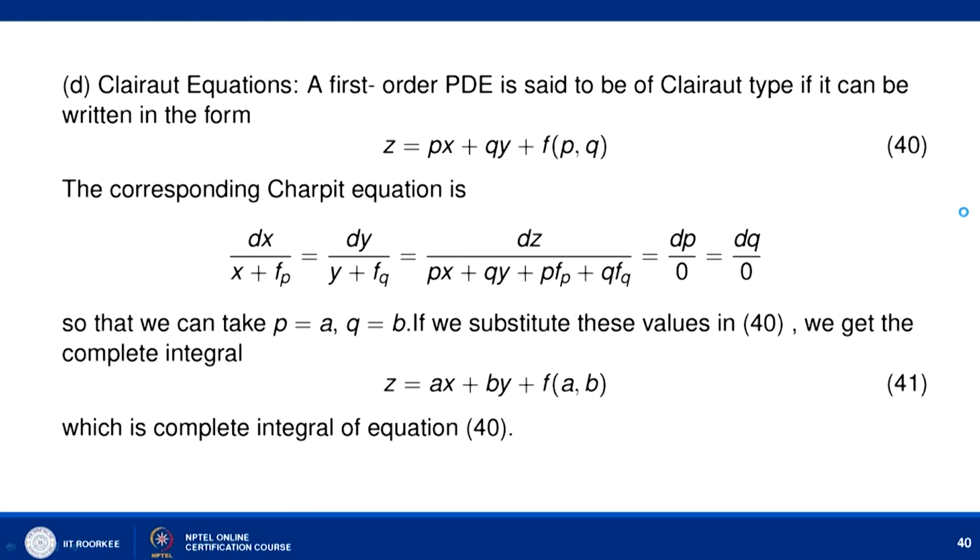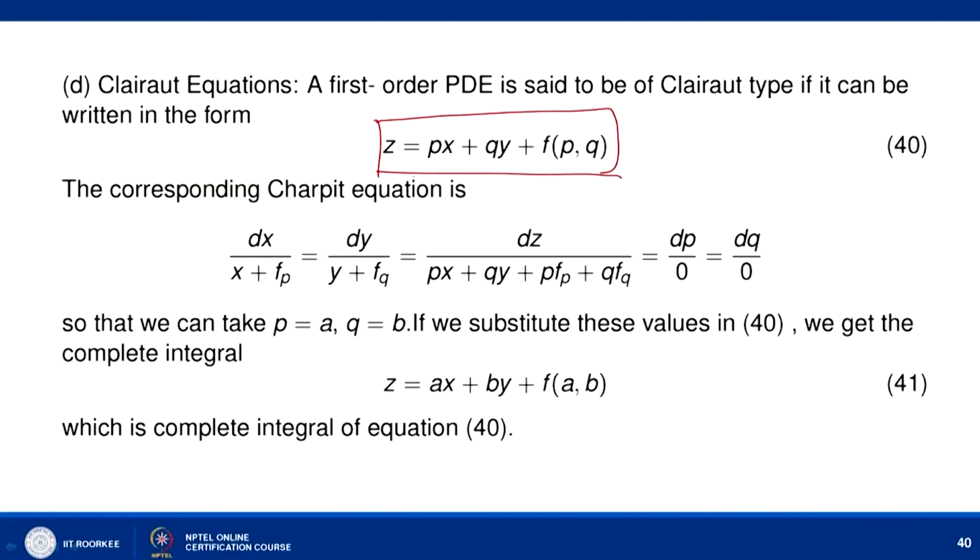So here a first order PDE is said to be of Clairaut type if it can be written in the form z equal to px plus qy plus f of p, q. If you look at x, y, z, p, q, everything is here, but it is a particular form: z equal to px plus qy and a component which involves only p and q. So this is linear in x, y, z, and maybe non-linear in p and q.